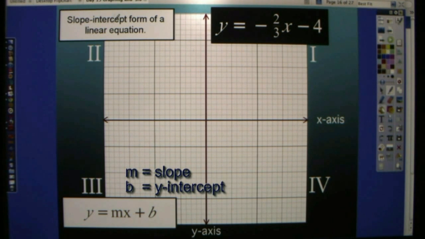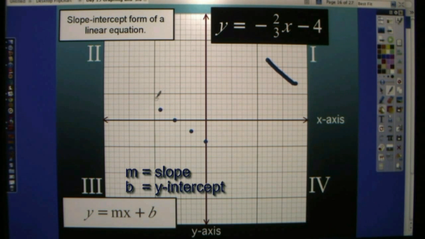On to the next equation. Negative 2/3 x minus 4. Also in slope-intercept form. The intercept, negative 4. 1, 2, 3, 4. That's negative 4 on the y-axis. Slope is negative, so I know it's got to run like that little mark I just made. Up 2 over 3. Rise of 2. Run of 3.